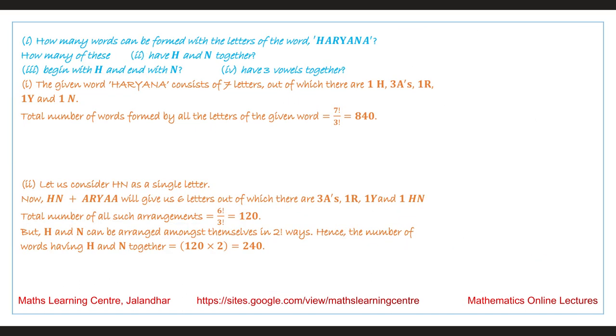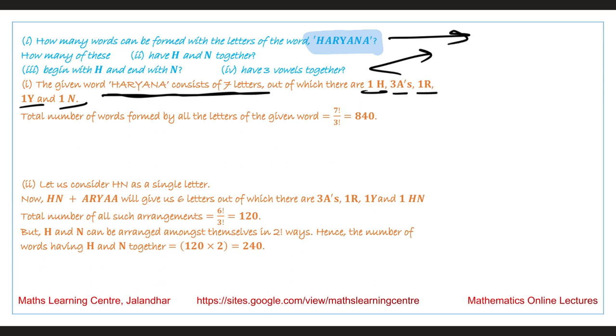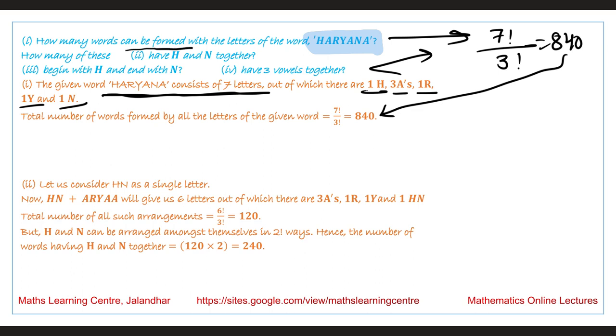Next is how many words can be formed from the word Haryana. The total letters are 7. It is 1 H, 3 A, 1 R, 1 Y and 1 N. So the total number of words that can be formed is 7 factorial over 3 factorial, that is equal to 840. Next is how many of these have H and N together.